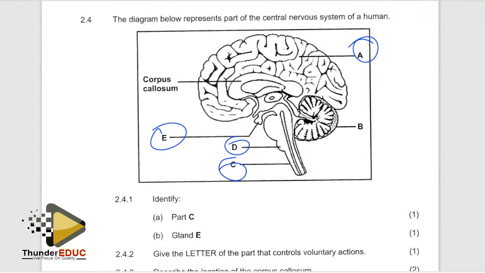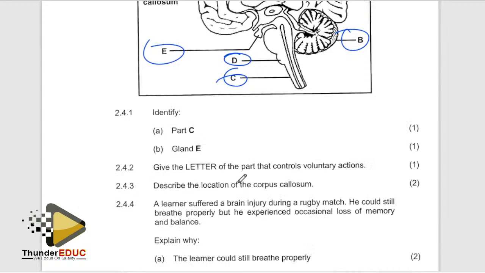What is part C? Where is part C? Part C is spinal cord. Part D is medulla oblongata. Part B is cerebellum, and then part A is the hypophysis. Sometimes we call it pituitary gland, but we don't call it master gland. We don't give it a tick because master gland is not a name, it's just a description of what it does because it controls most of the glands.